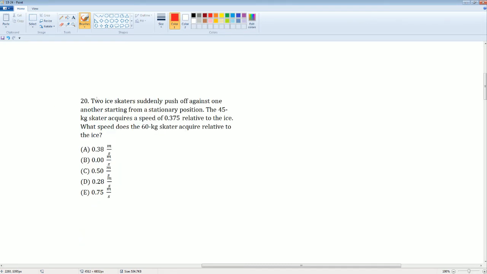Let's look at 20. Here's the ice skaters. Here it's going to be pushed out with the 45 kilograms times 0.375. That is what its momentum is. So the momentum here is 16.875. If this pushes to the left, this also has to be pushed to the right with the same value, 16.875. Please understand the sign is different because it's in the opposite direction.